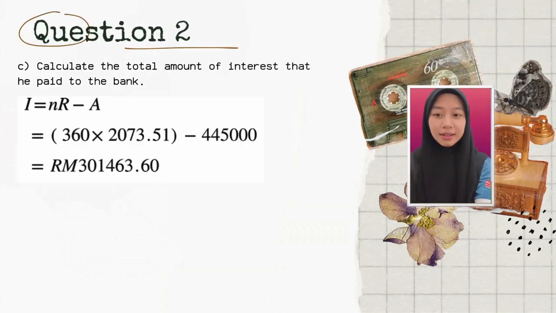Question C. Calculate the total amount of interest that he paid to the bank. I equals nR minus A.